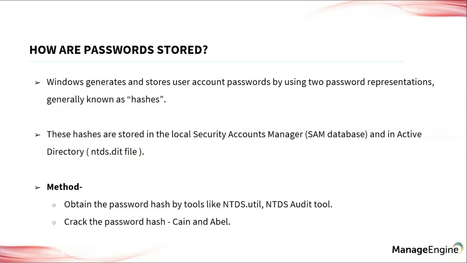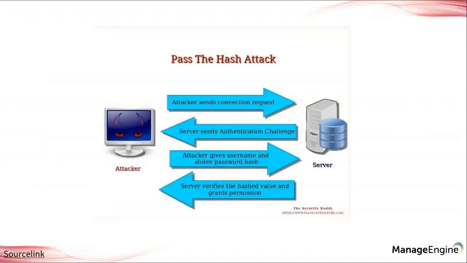There are tools offered by Microsoft, for example, ntdsutil and the NTDS audit tool that can be used to obtain these hashes. And the second step is to crack the password hashes. Tools like Cain and Abel, like Mimikatz, like Metasploit can be used to crack the password hashes, right? And this is an example of pass the hash attack. Right, so what happens here is an attacker uses the stolen password credentials, stolen password hash, to perform an attack.